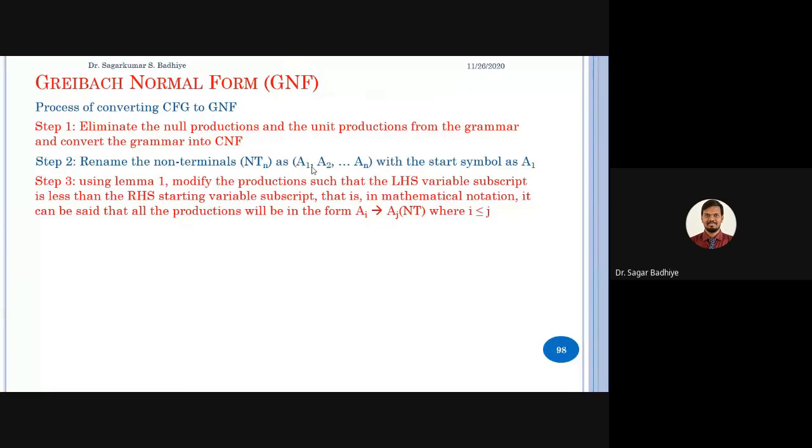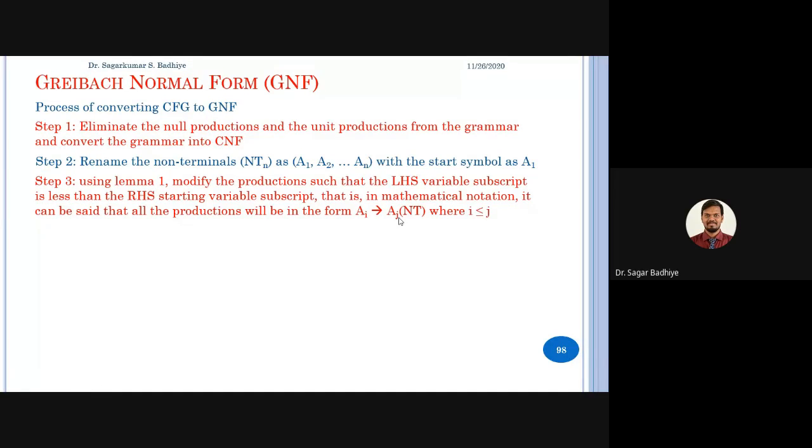But suppose there is a rule Ai derives to Aj followed by a non-terminal from NT, right? So if this is a rule and the value of i is less than or equal to the value of j, then well and good, we don't need to do anything. But in case some rules are there wherein the subscript value of the left hand side variable, that is i, is greater than j, then that is a problem.